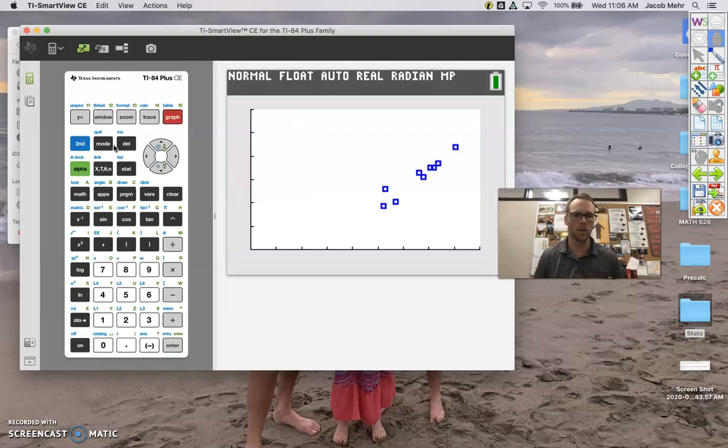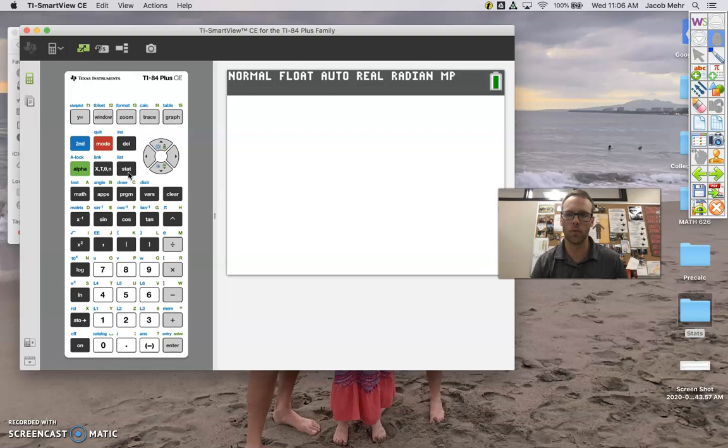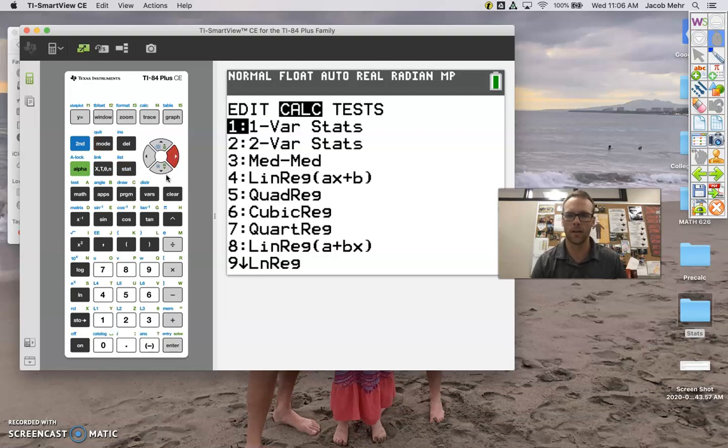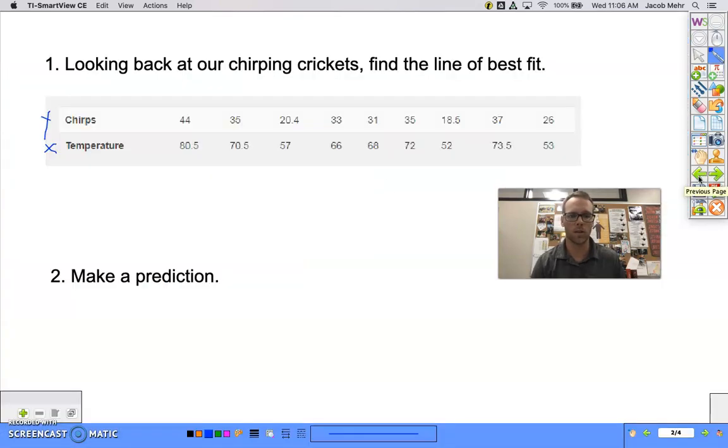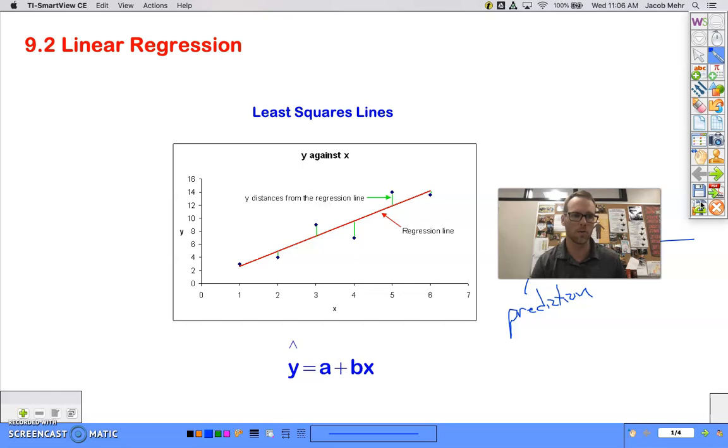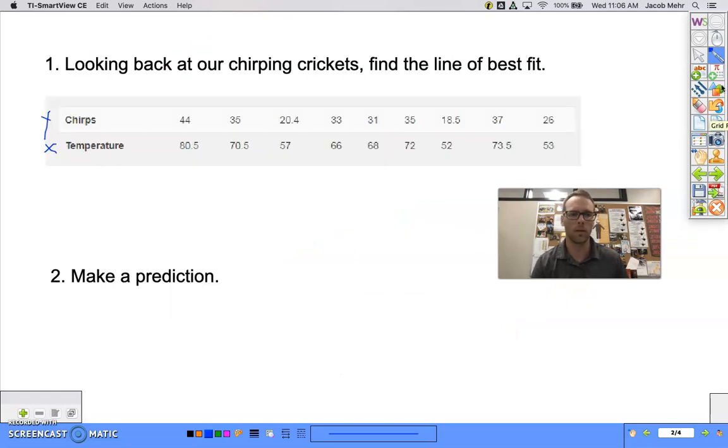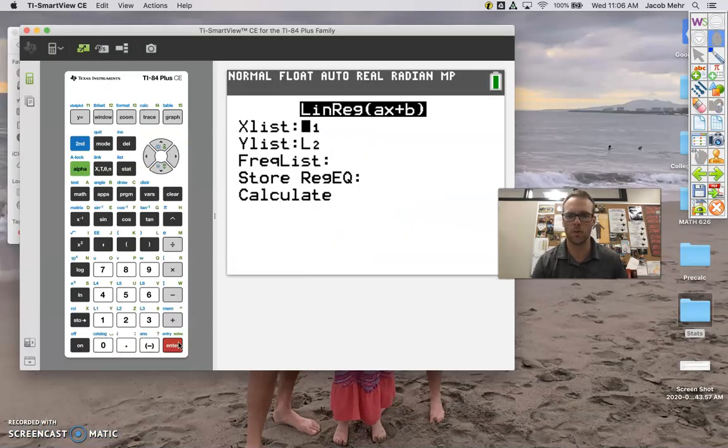A little bit different just because I wanted to see the origin on this. And now what I'm going to do is go to the same place that I went before. I'll go stat, calculate, and I'll choose linear regression. Looks like ax plus b, which is a little bit different than what I wrote here, so we have to be careful, but shouldn't be a big deal. I'm going to choose that.